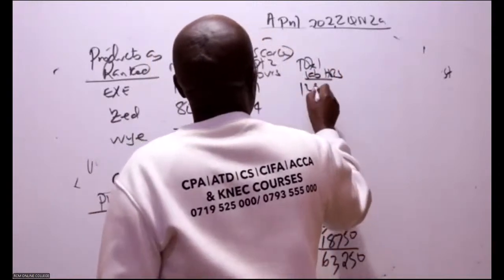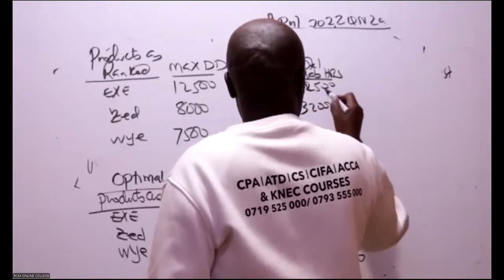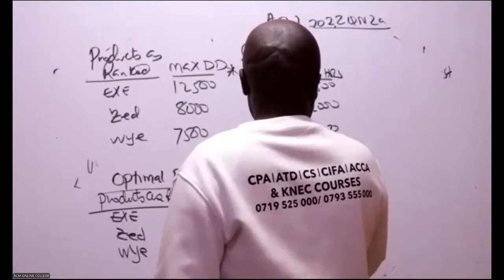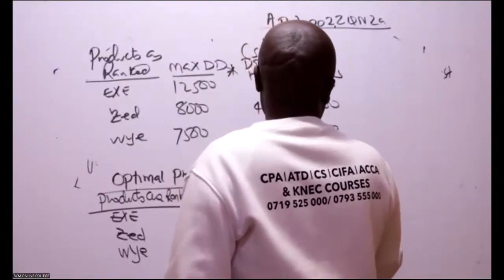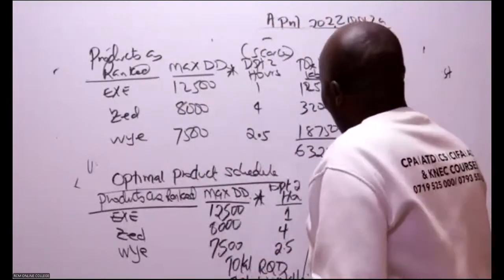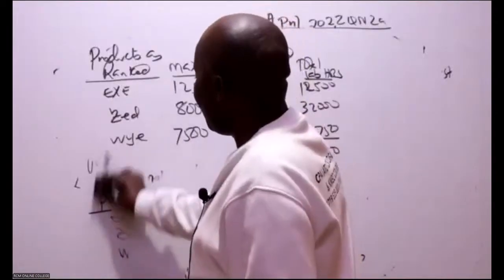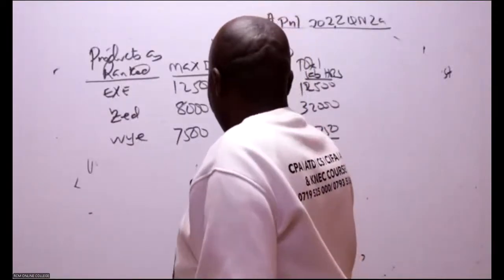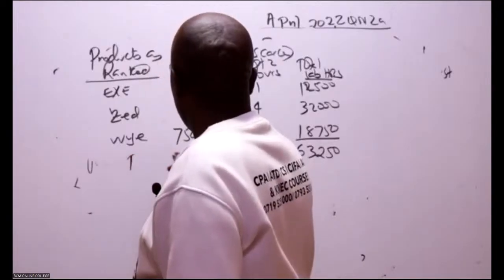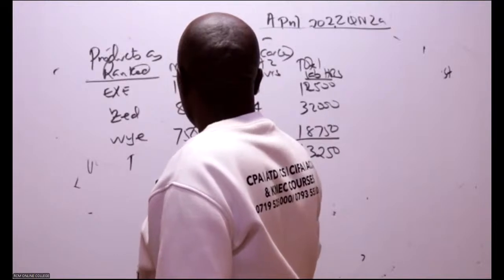So this is 12,500. This is 32,000. This is 18,750, which gives me 63,250 as the total that is required to be able to deliver all the units demanded. So we have here total resource required.